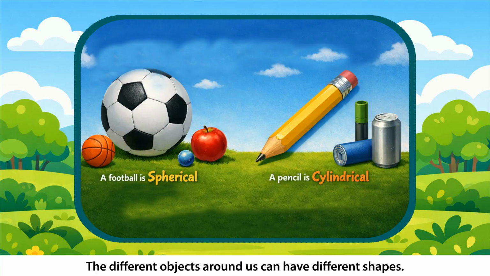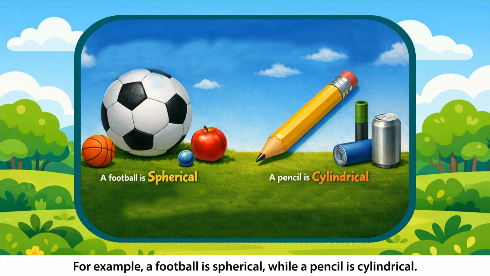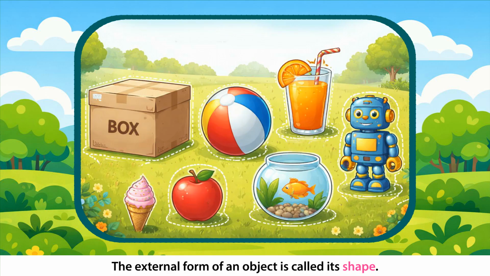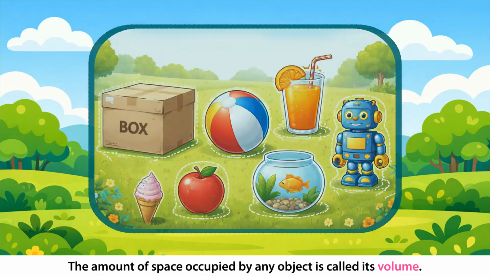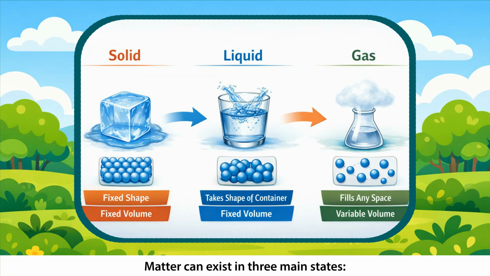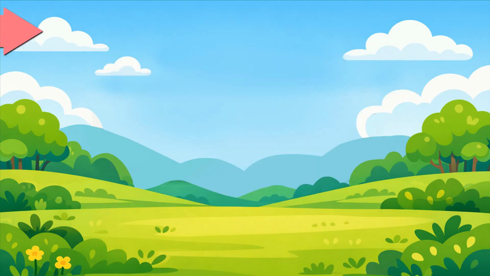The different objects around us can have different shapes. For example, a football is spherical while a pencil is cylindrical. The external form of an object is called its shape. All objects occupy space. The amount of space occupied by any object is called its volume. Matter can exist in three main states: solid, liquid, and gas, depending on its shape and volume.